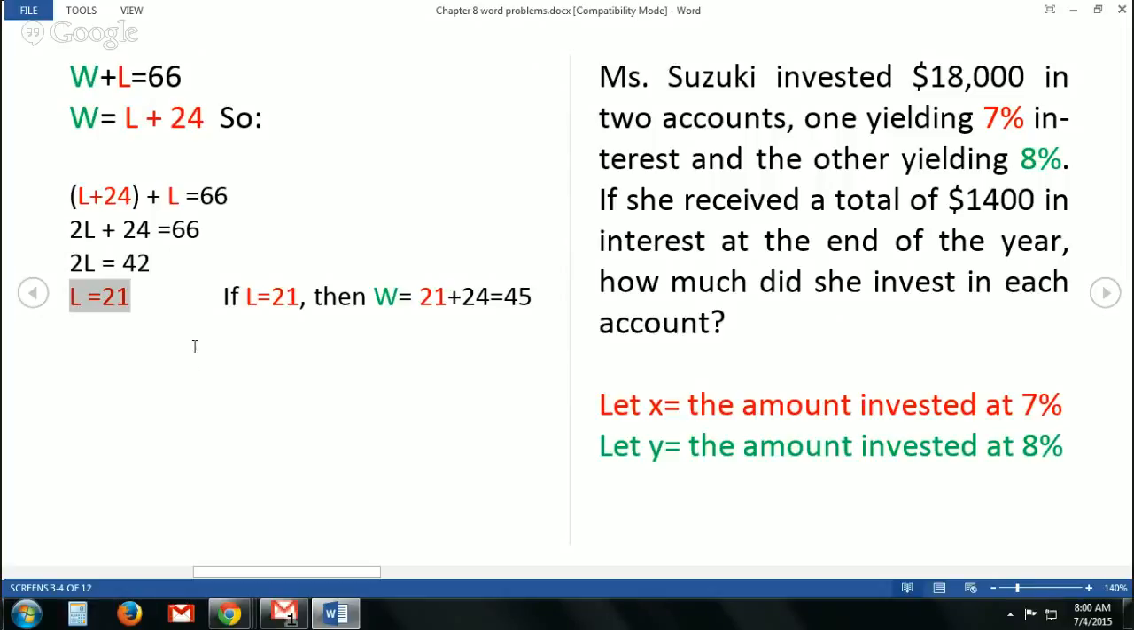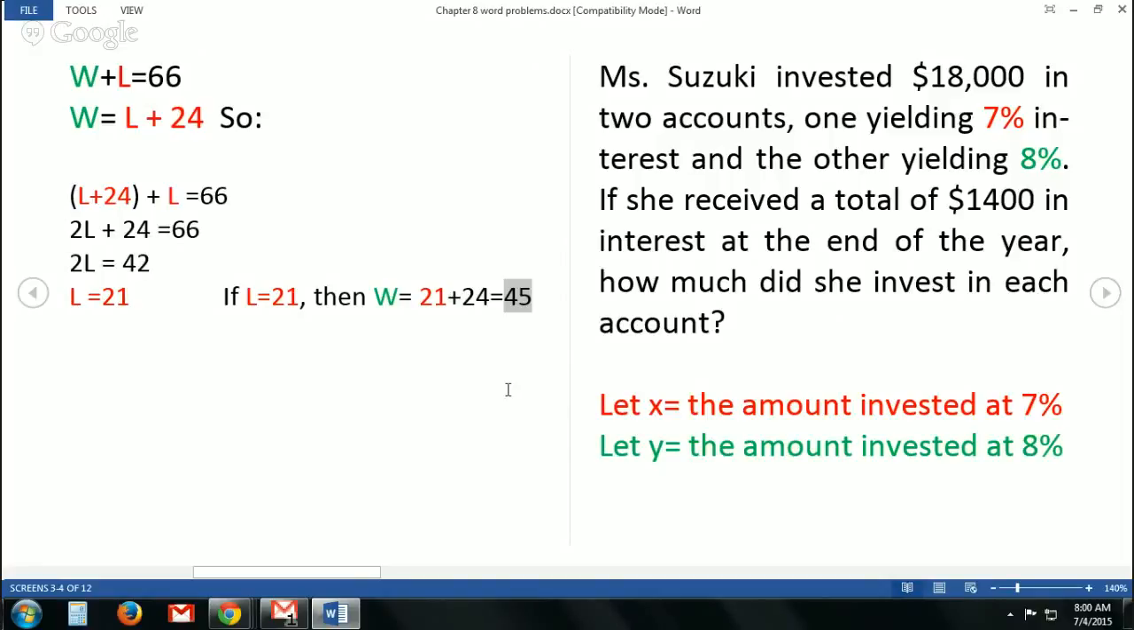Now, if I know the number of losses, I can go right here, substitute 21 in for L, and figure out what W is going to be very easily. If the number of losses was 21, then the number of wins is 21 plus 24. Looks like the number of wins was 45.